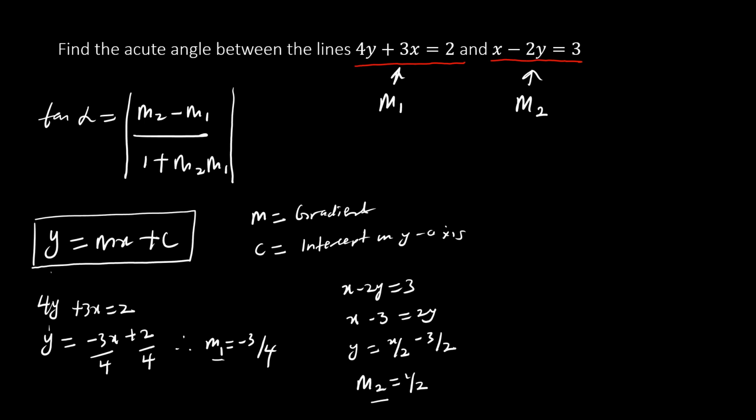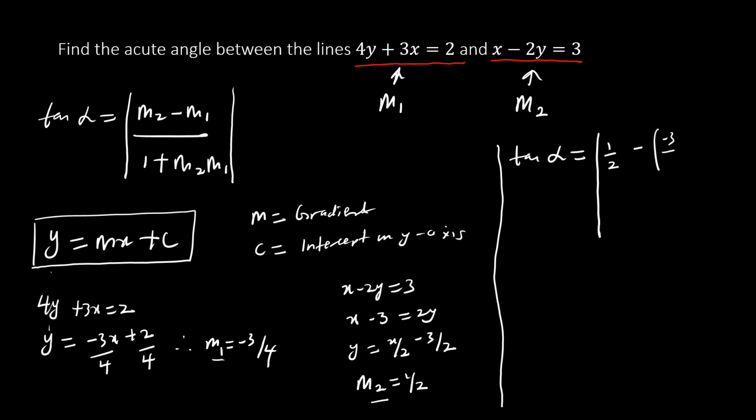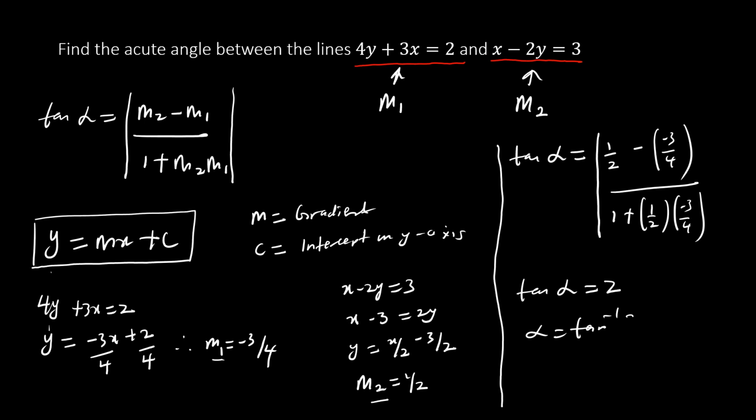Going back to the formula, to get alpha, we have tan alpha equal to, now m2 is 1/2 minus -3/4, everything divided by 1 plus 1/2 multiplied by -3/4. So here we have tan alpha equal to 2, and alpha equal to the tan inverse of 2. Here alpha equals 63.43 degrees. And this is how to find the angle between two lines, whereby we are given the equations of the lines.